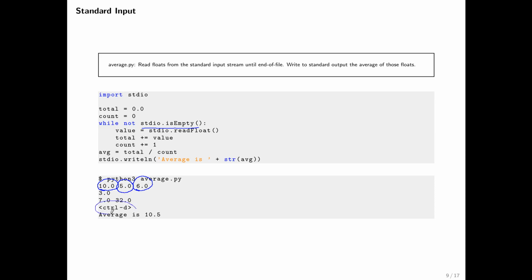So the user types in Control-D. So this, remember, is the end of file signal on Unix-like systems. So when the user types in the end of file signal, that's when stdio.isEmpty returns true. Okay, and not true is false, so we are out of the while loop, and we calculate the average as whatever the total is of all these divided by count, and the program comes back with the average as 10.5 in this case. Okay.